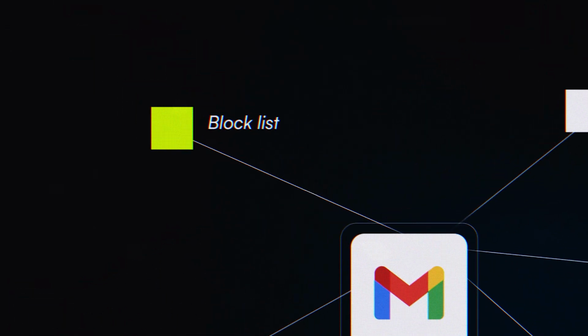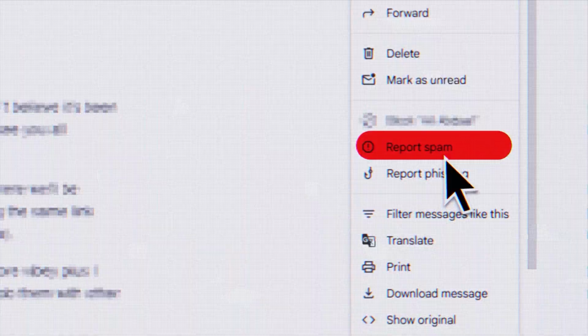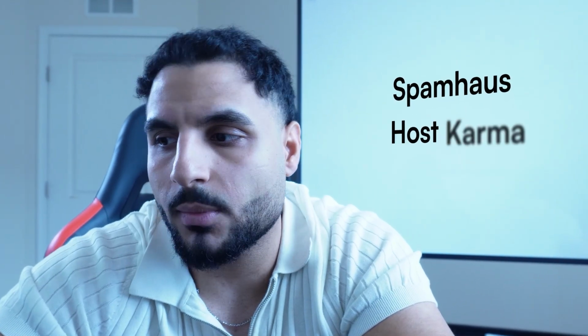And finally, you have block lists. Your email can end up being on a block list if too many people report your email as spam. These are things like Spamhaus, Host Karma, and SORBS. And the main reason why your emails get reported as spam is because people are reporting them as spam. Nothing is going to replace sending a good email to people that are actually a good fit for receiving that email.